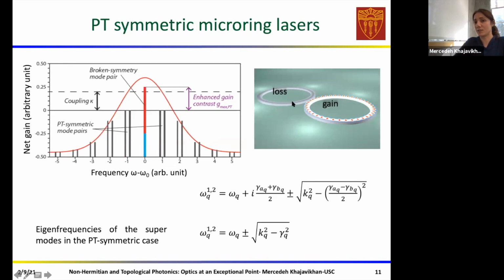Now, if on the other hand you put loss on this cavity, you can immediately see from this same equation that, let's say we put an equal amount of loss, this term now becomes equal to gamma squared. And now we have this equation that tells us what the eigenfrequencies of the system are.